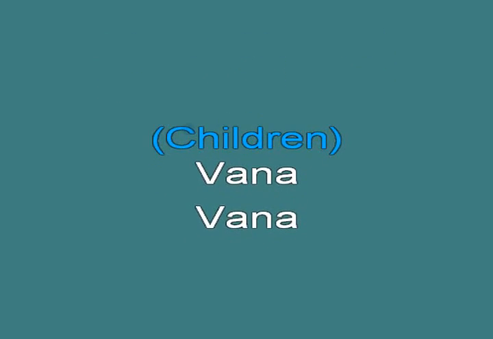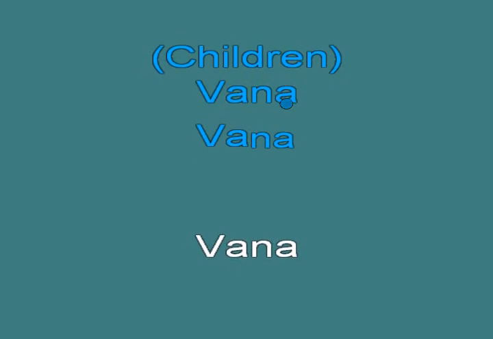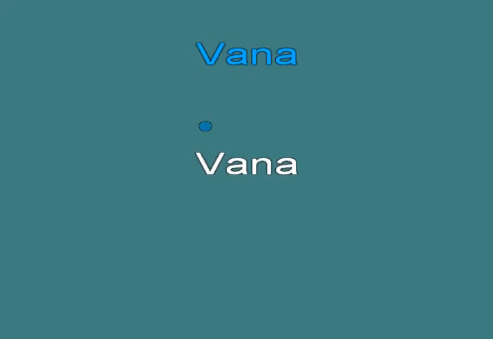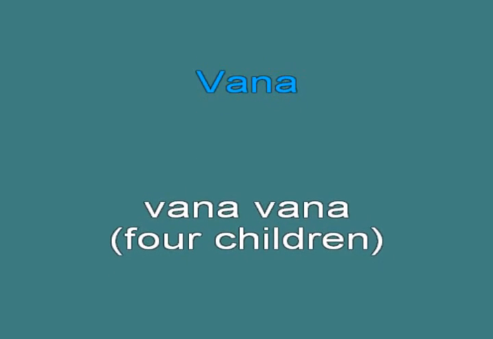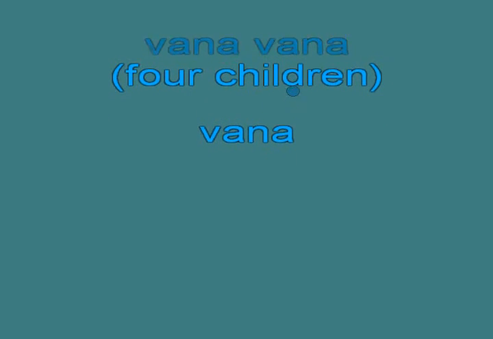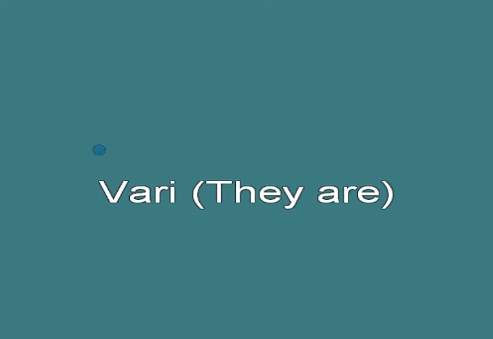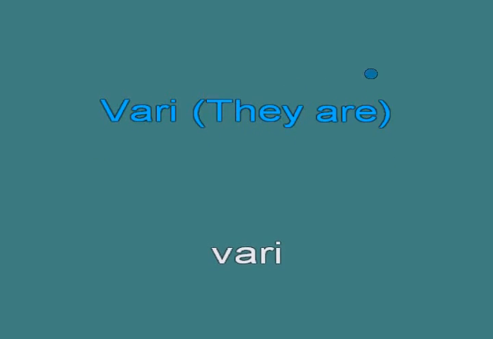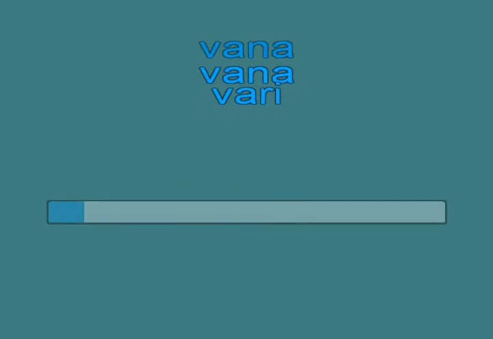We have children, vana. And then how many are they? You can say vana. You see the tone changes depending on what you're talking about. Vana, four children. And that's the way we say it. Right, we have vari, which means they are. So vana vari, they are four children. Vari.